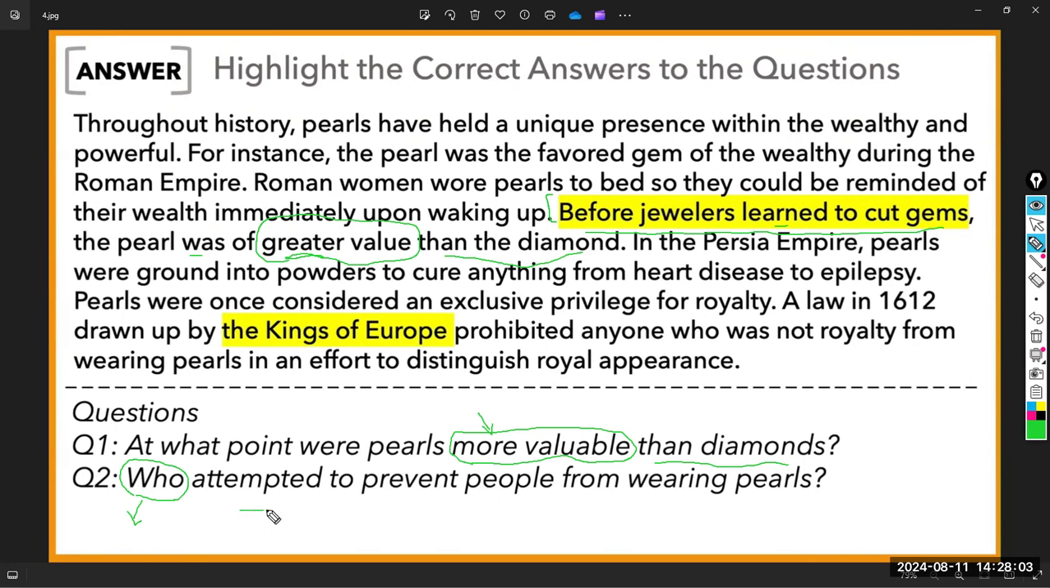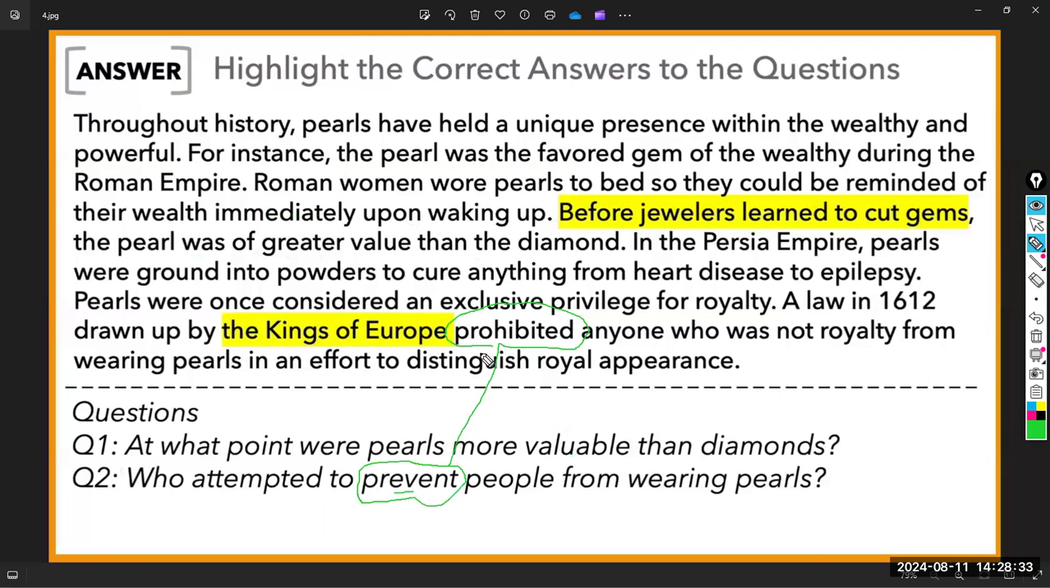Who attempted to prevent people from wearing pearls? We notice here, guys, we have what? Prevent. And the synonym of prevent is what? Prohibit. So the meaning of prohibit is prevent. So notice that the writer here mentioned a synonym. So this is the word that I have to search in the passage.